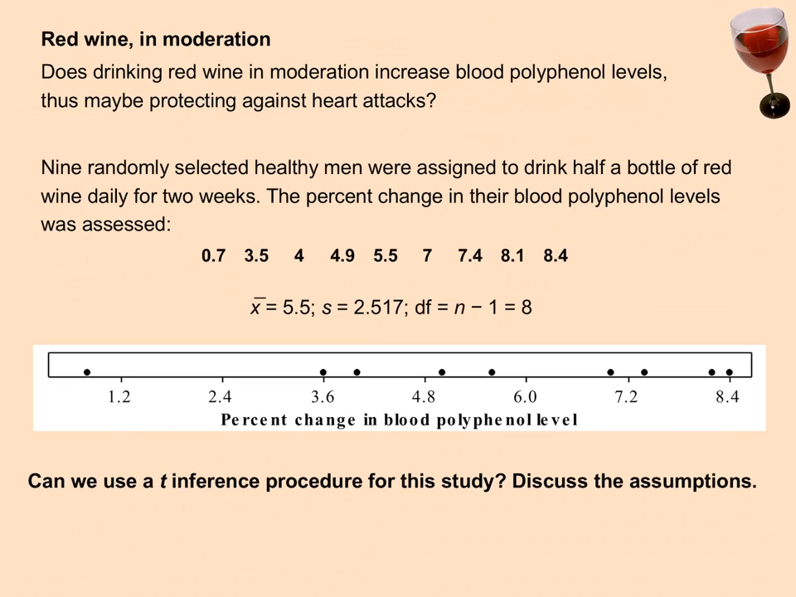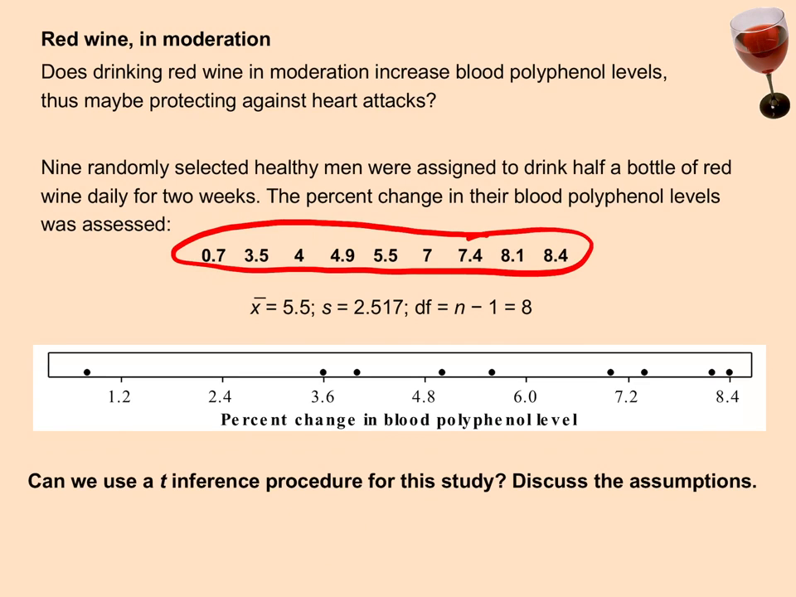So 9 randomly selected healthy men were assigned to drink half a bottle of red wine daily for 2 weeks. The percent change in their blood polyphenol levels was assessed. So we have percent changes in blood polyphenol levels right here for each of those 9 subjects. See a mean of 5.5, standard deviation 2.517, degrees of freedom of 8. So we're assessing normality here.